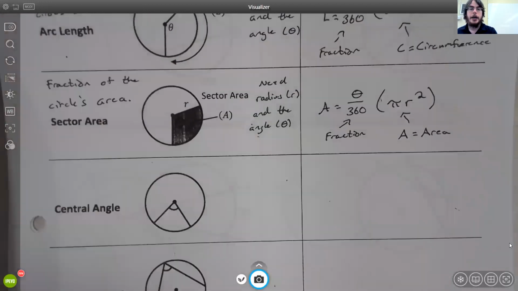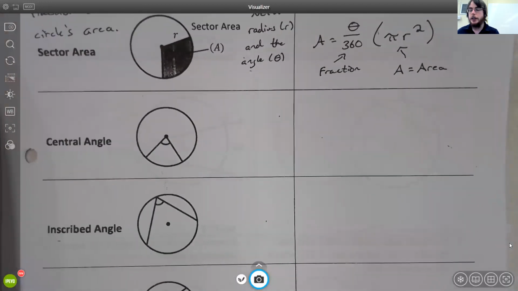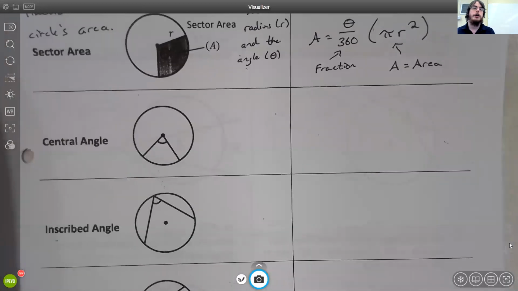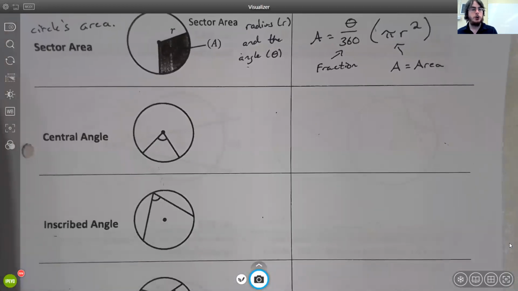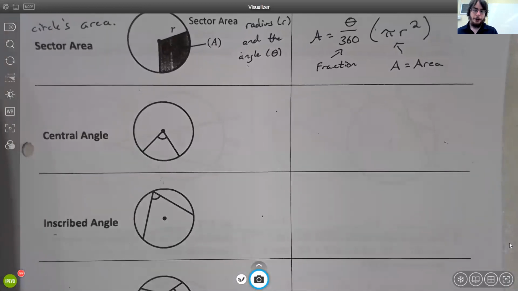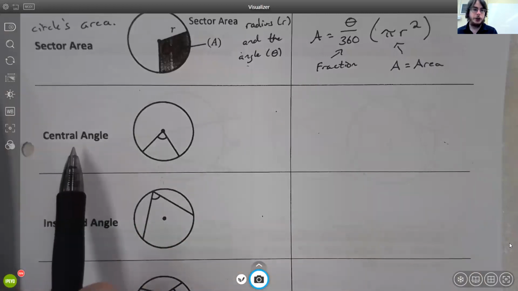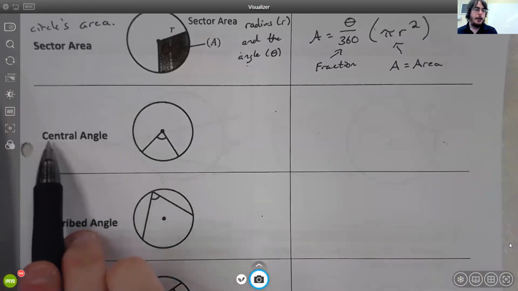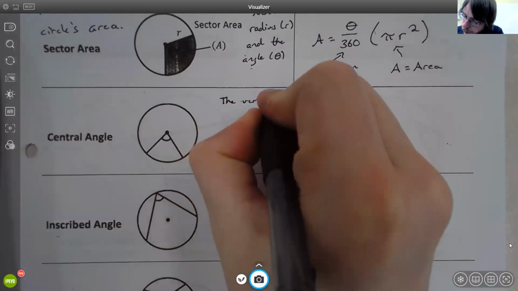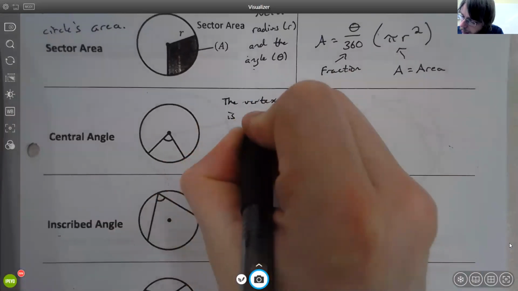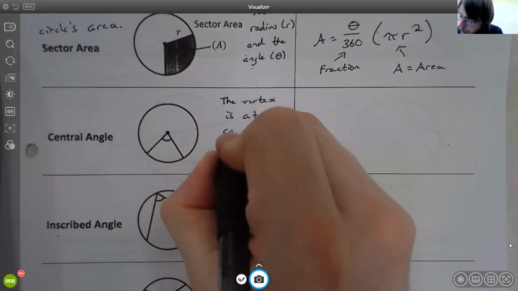All right, so now let's get back into some more recent stuff. These are the different types of angles, of which there are 4 in a circle. The first one is the simplest of them, and that is the central angle. In each one of these, we're going to talk about where the vertex is, and then talk about how to determine the angle measure and the arc measure. So the central angle, as its name implies, has its vertex located at the center of the circle.